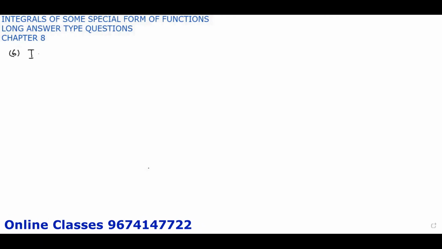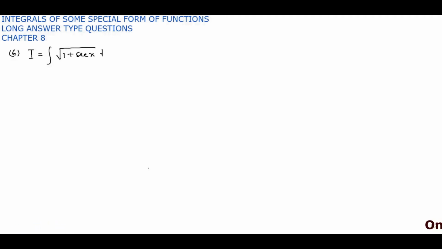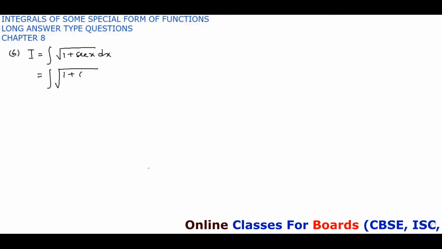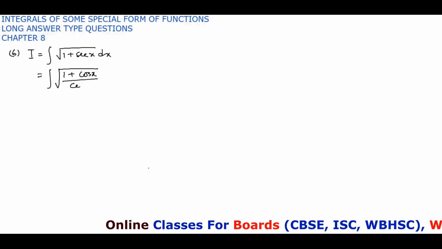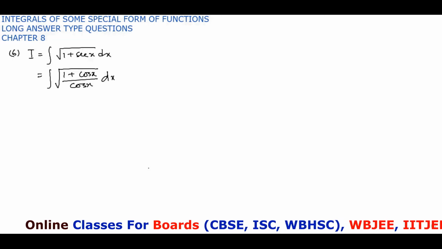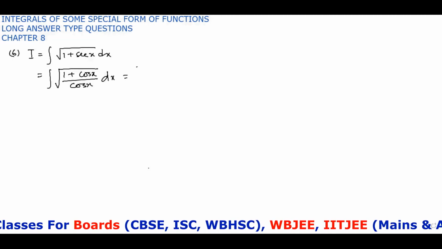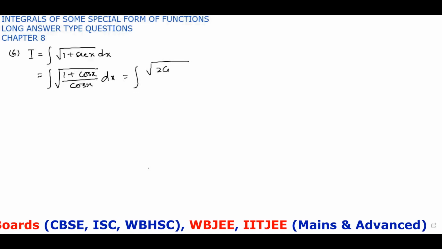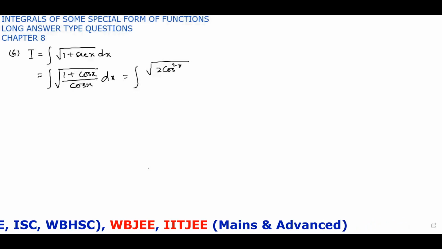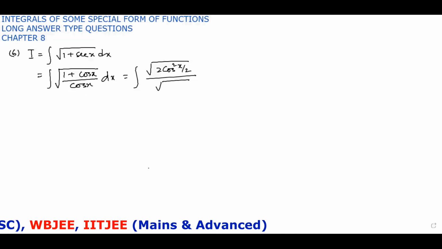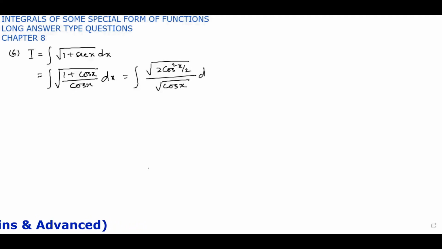We have been asked to integrate under root 1 plus sec x dx. So I am simply writing this as, 1 plus cos x can be written as 2 cos square x by 2, divided by root cos x.